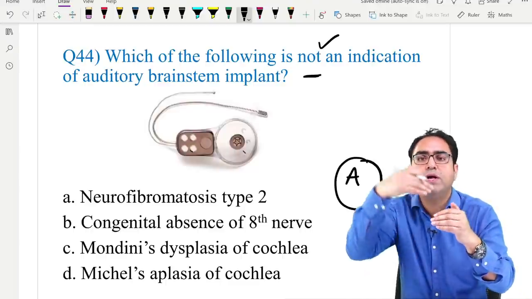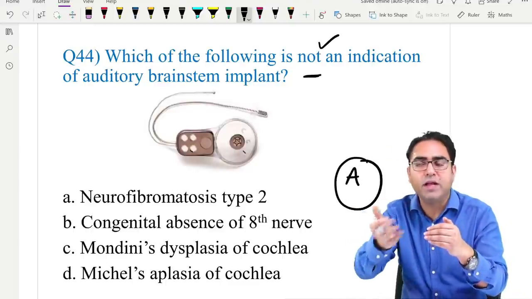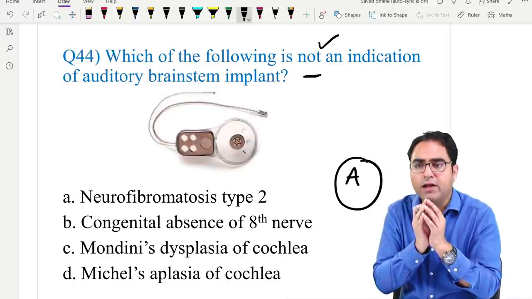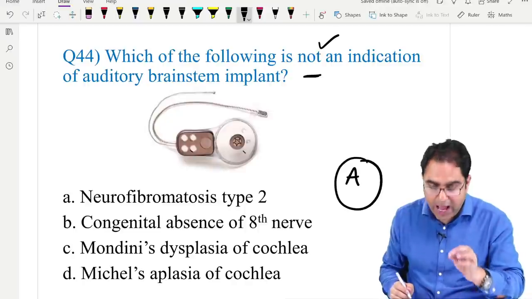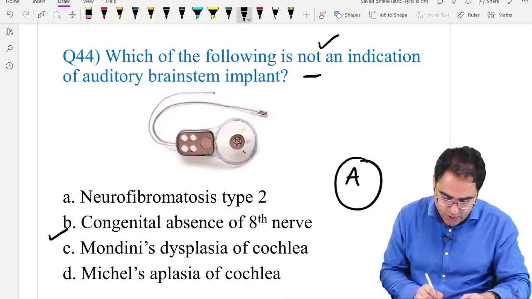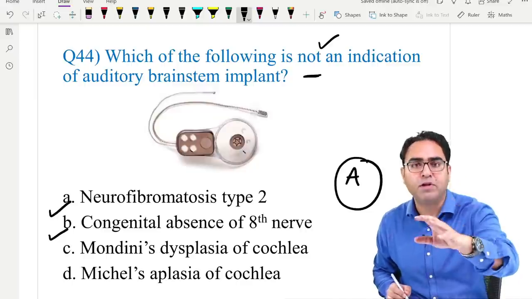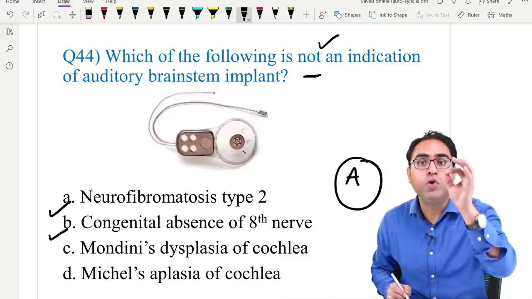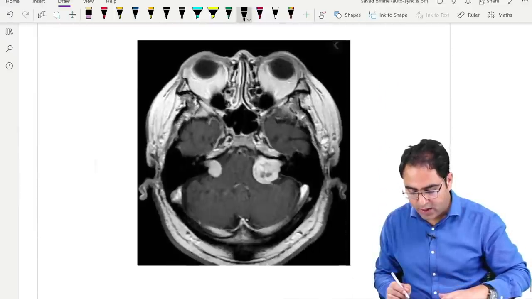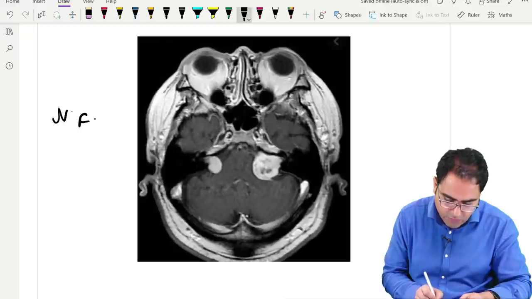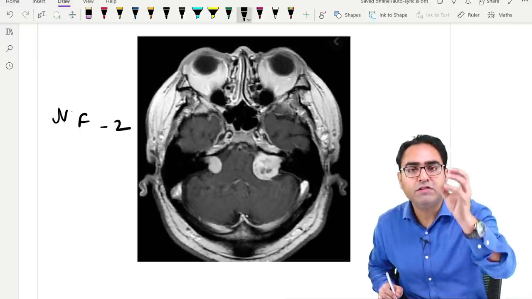Because beyond the cochlea is the 8th nerve, then the brainstem. The brainstem contains the auditory pathway. Now, the second indication is congenital absence of the 8th nerve. Don't you think so? The 8th nerve is not working or is absent. What is the typical feature of neurofibromatosis type 2? Look at this MRI. NF2 is characterized by the presence of bilateral vestibular schwannomas.